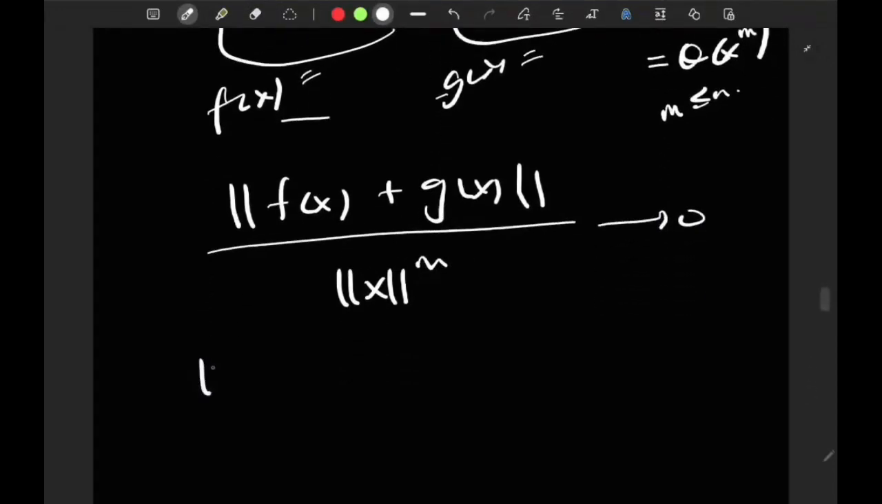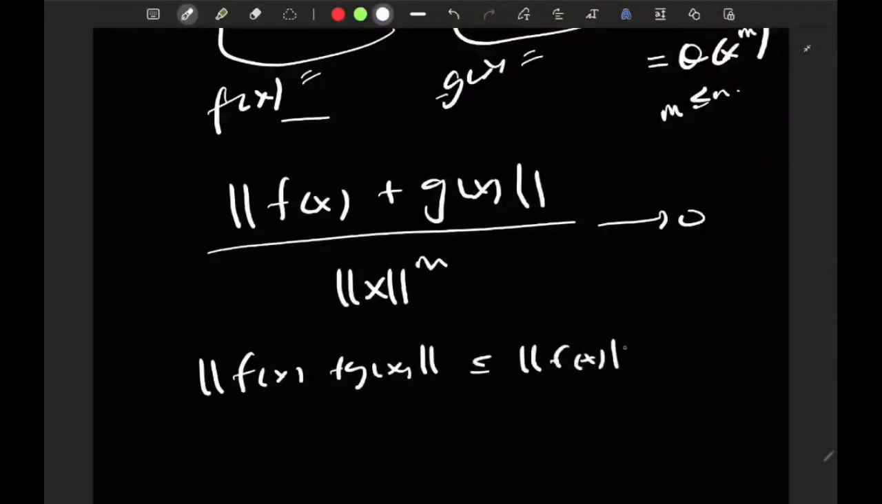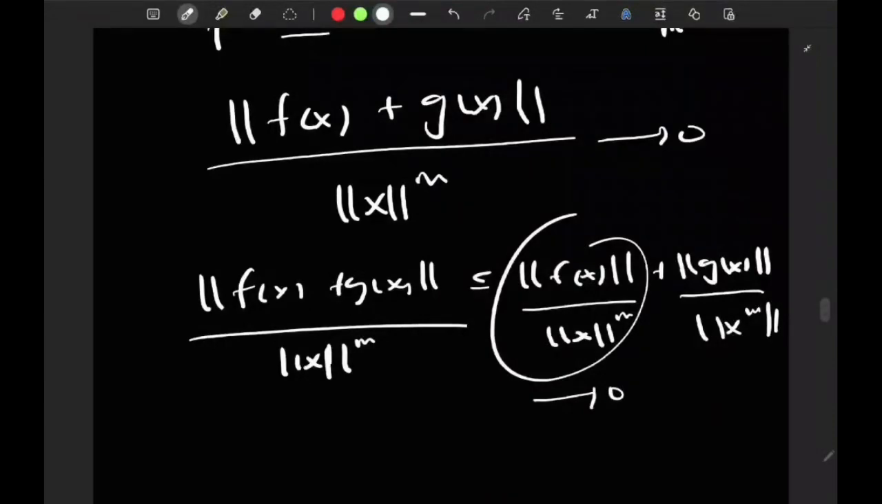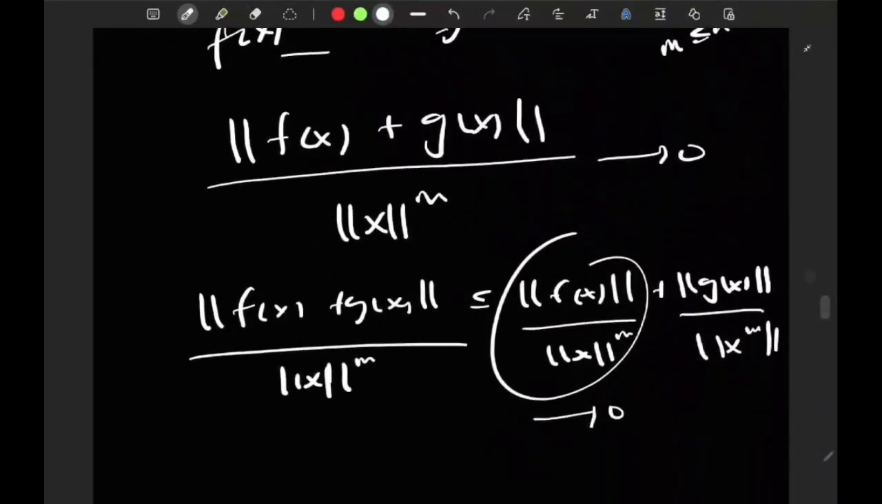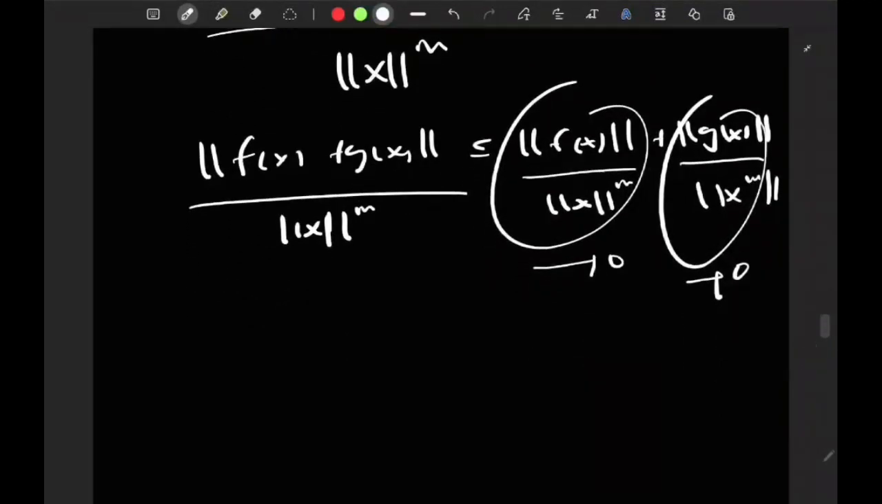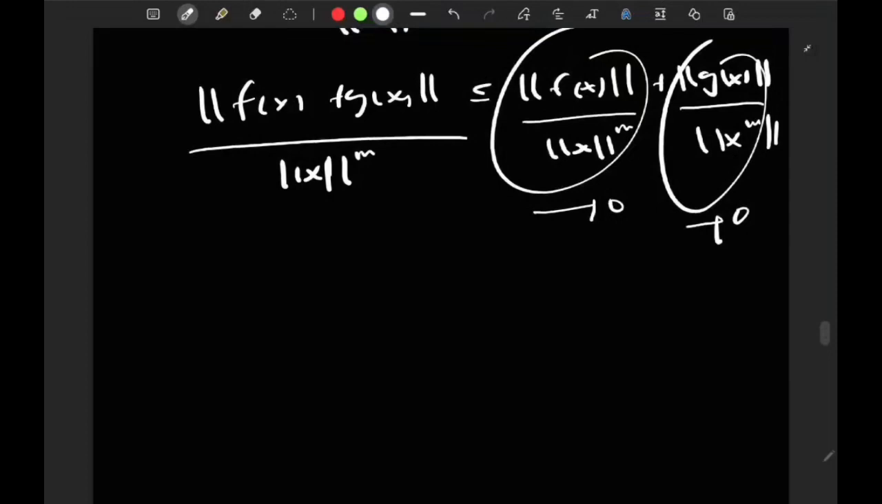Then by the triangle inequality, the norm of f of x plus g of x is less than or equal to norm f of x plus norm g of x, right? And then if I'm dividing by norm x to the power m, I can separate the numerator to get this thing. And then, of course, I know that this goes to 0 because already f of x divided by norm x to the n goes to 0. When you're dividing by a smaller power of norm x, you're going to get 0 as well. And this thing goes to 0 as well because g of x is little o of x to the n. So yes, it does work this way for addition. Subtraction is not something important, it's the same as addition.